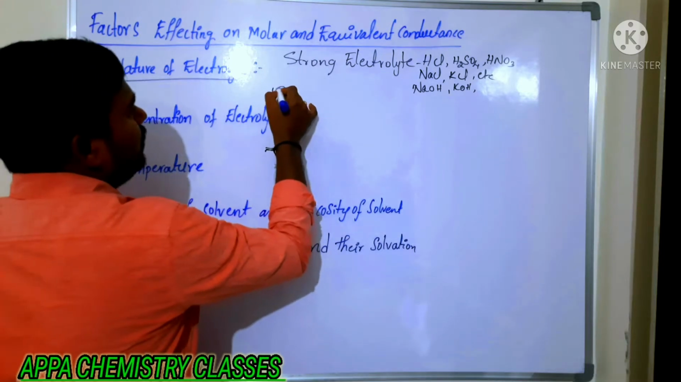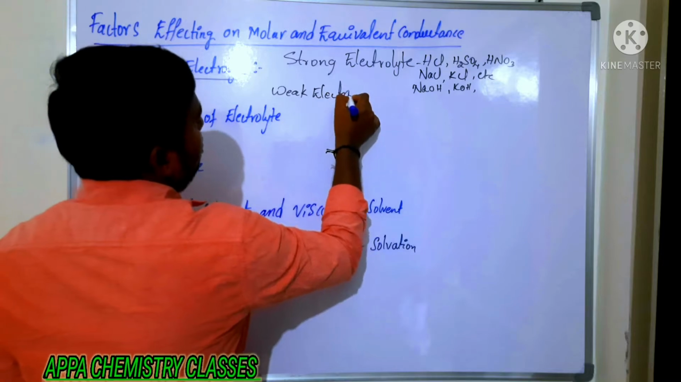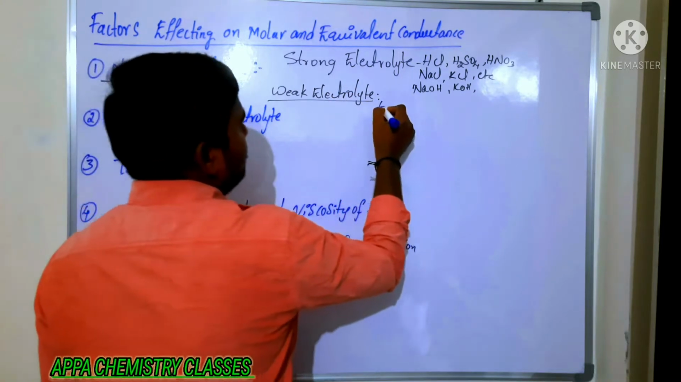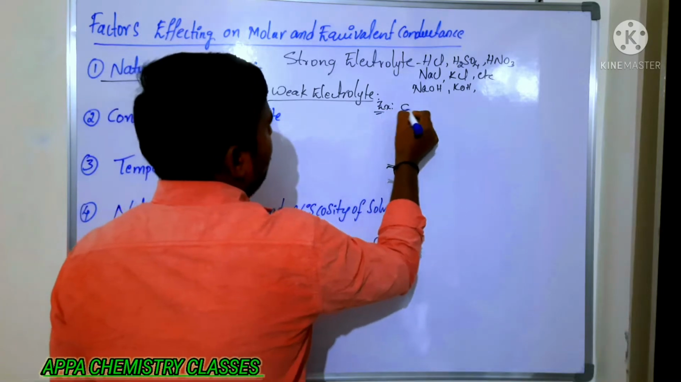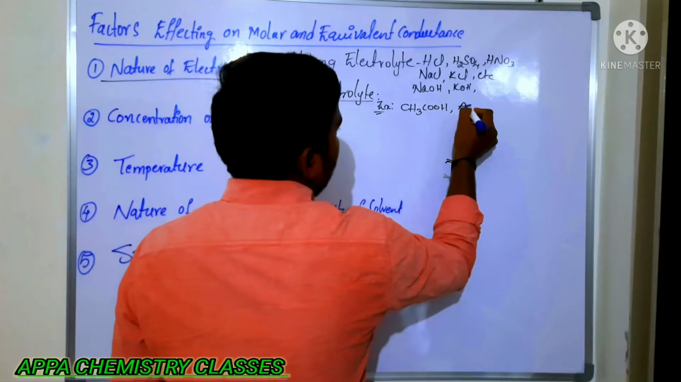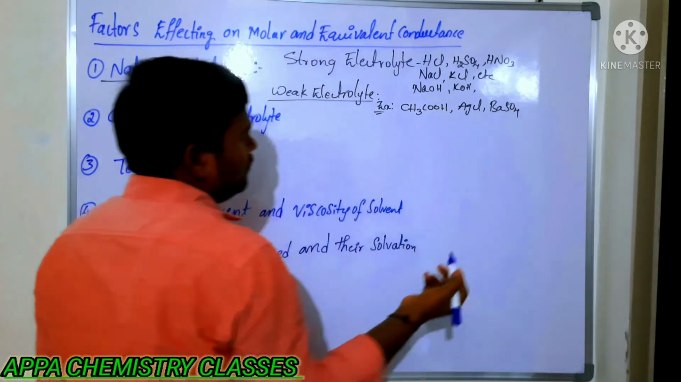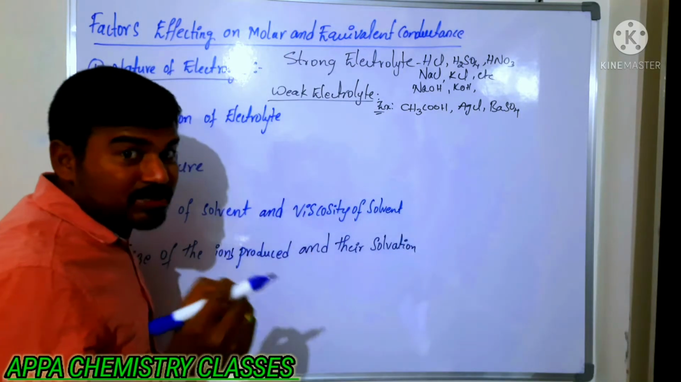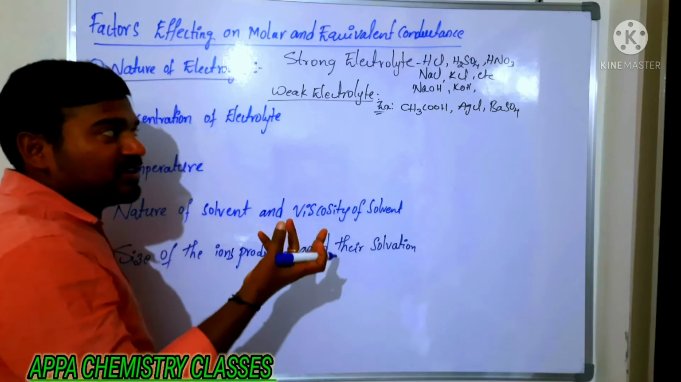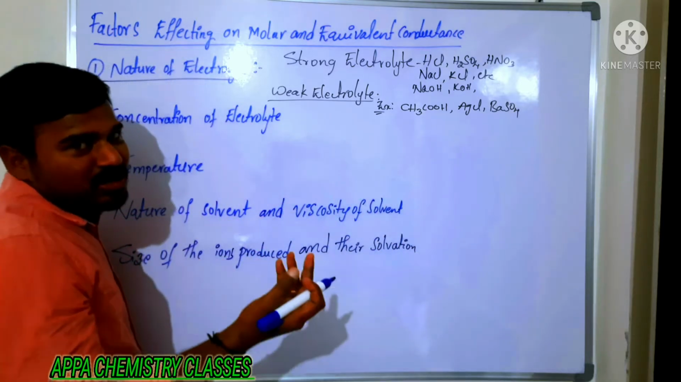And we have weak electrolytes, which undergo partial dissociation. An example of a weak electrolyte is acetic acid, CH3COOH, and you can take silver chloride and barium sulfate. These are sparingly soluble salts. Only a small quantity dissolves and releases very few ions in aqueous solution. For that reason, these substances are said to be weak electrolytes.